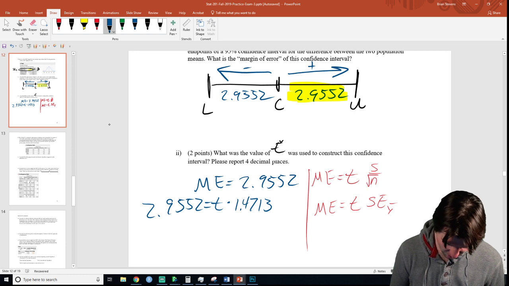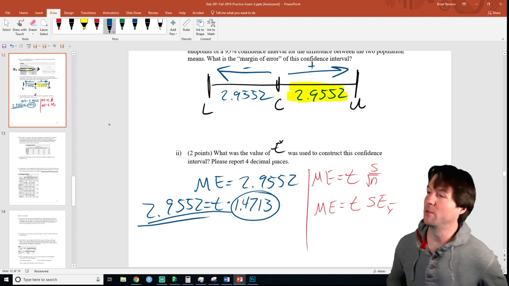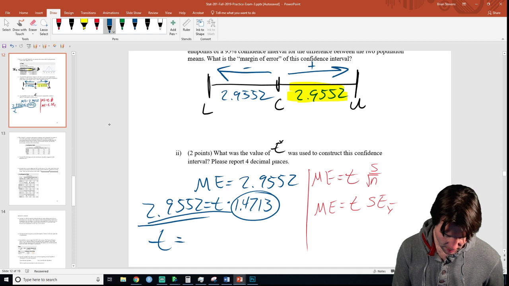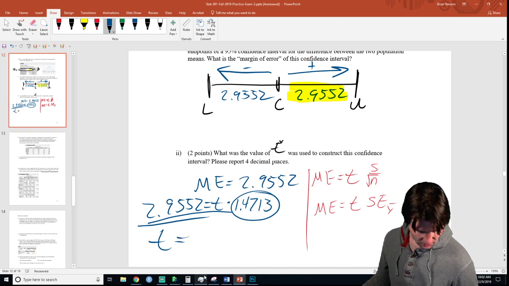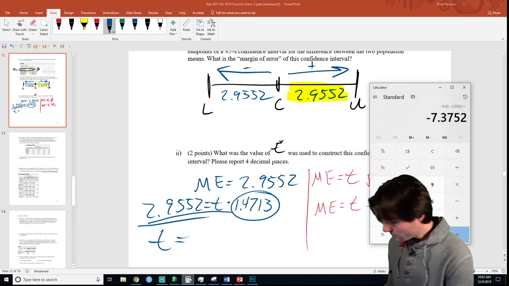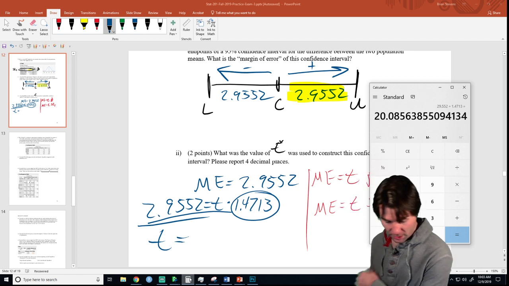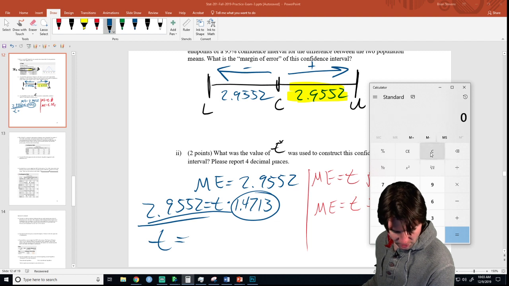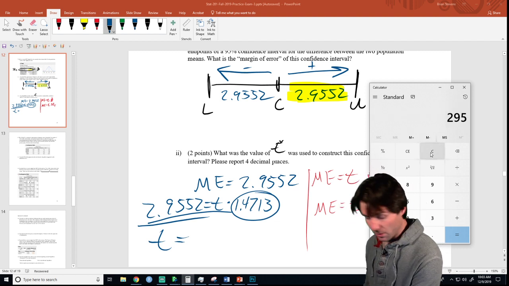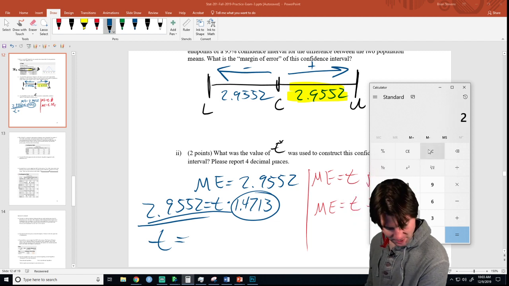So all we're going to do is just bring this over here to the other side and divide it. It's just going to hop over here to this side and we're just going to divide. So I'm going to do it in the calculator. I'm just going to get the t. But I'm just solving for t with the equation that I'm using right there. So the equation is going to be 2.9552 divided by 1.4713. Whoa, whoa, whoa, I think I put an extra decimal. I know what t should be very close to. It should be close to 2. Whoa, come on, calculator, delete those things.